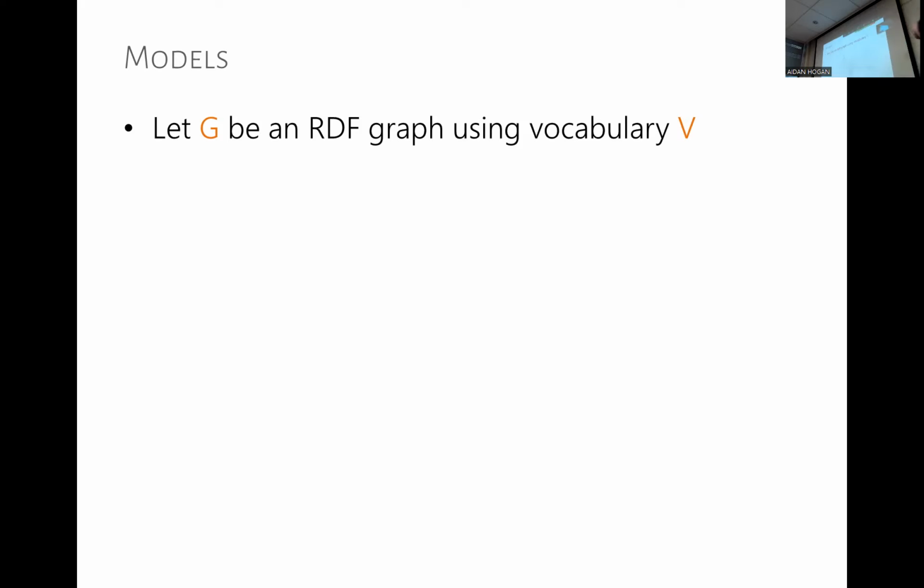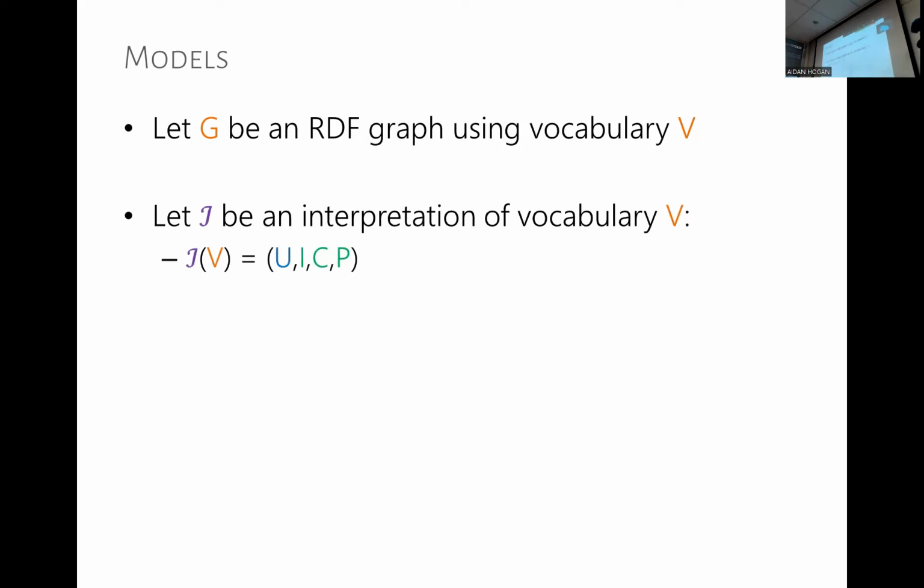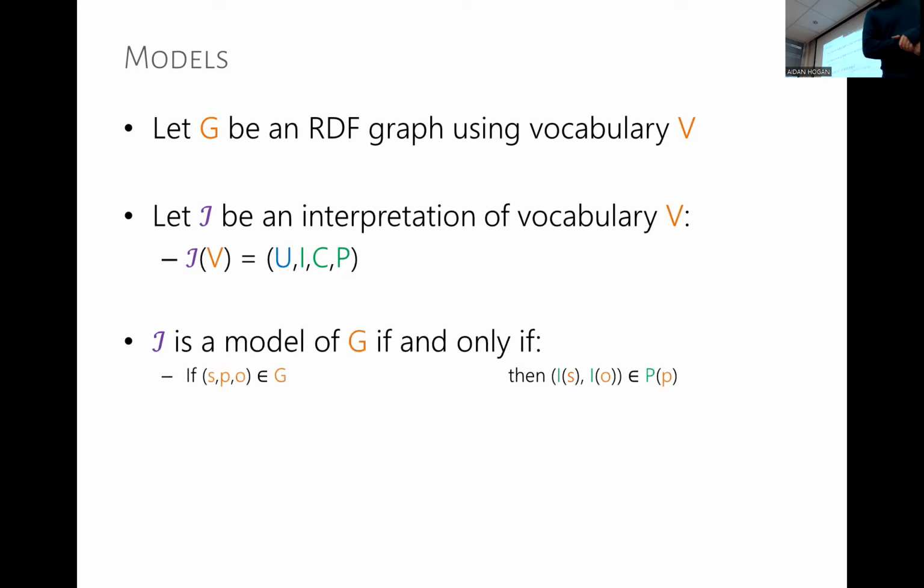So in this case, we're going to take an RDF graph G, which uses vocabulary V. So G is a set of terms. We have an interpretation I, which is an interpretation of vocabulary V. So it says nothing about the graph; we just have an interpretation of V. And we're going to start to define the meaning of our graph using the interpretation. So we're going to say specifically that this interpretation I is a model of G if and only if the following conditions hold. So what's the first condition?